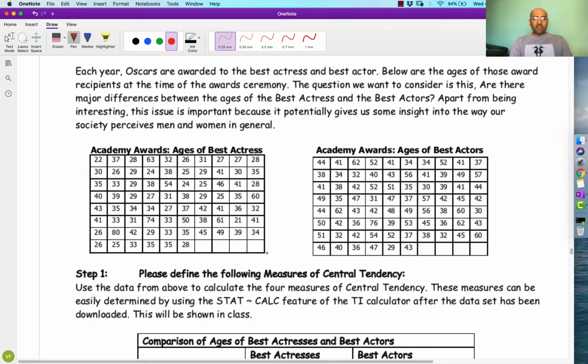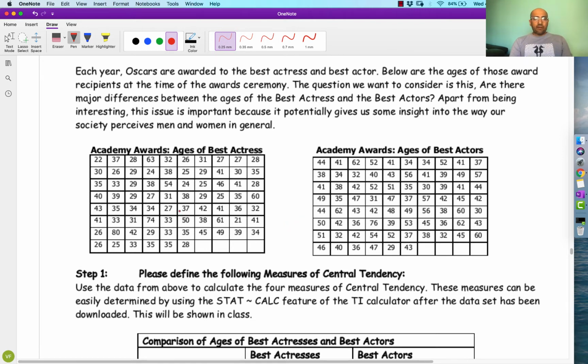So we have two sets of data, and we want to calculate the information about these. We want to know, are these similar? Are there any differences between them? Can we say there's no difference between men and women when it comes to winning the Best Actor or Best Actress award? Well, it's really hard by just looking at the tables. It's kind of hard to see if there are any patterns.